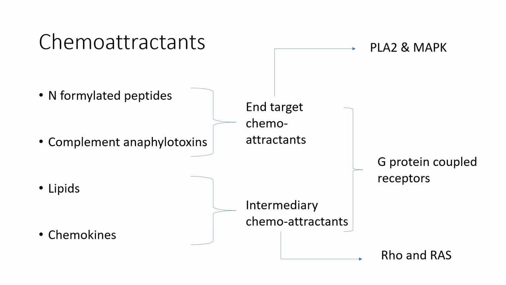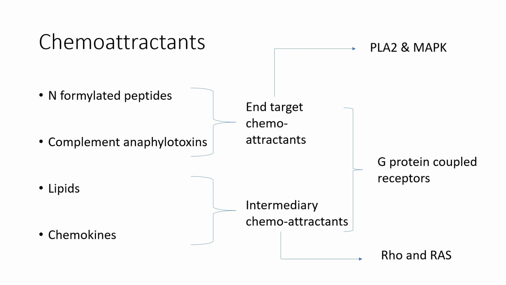Now let's discuss a little more regarding chemoattractants. Chemoattractants are subclassified into four families. They are N-formylated peptides, complement anaphylatoxins, lipids, and chemokines. N-formylated peptides and complement anaphylatoxins are also called end-target chemoattractants, which means that when a tissue is filled with a lot of chemoattractants, neutrophils will show priority in migration towards the end-target chemoattractants. Lipids and chemokines are called intermediary chemoattractants.